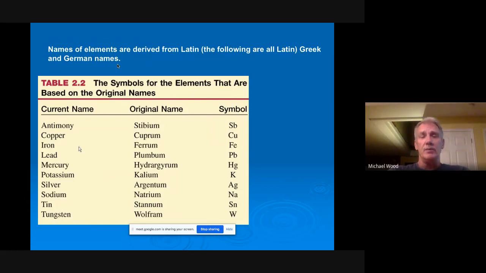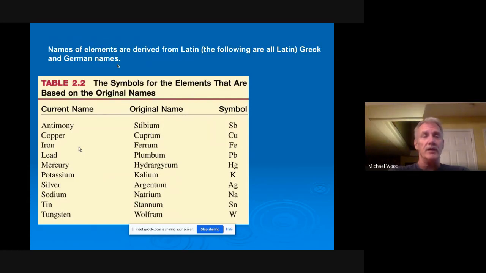But what this table is showing is that for some elements, their names and their symbols don't correspond, like the third one, iron. A lot of the elements' symbols go right with their English names, like neon is Ne, oxygen is O, carbon is C, fluorine is F, argon is Ar, but not all of them. Iron is Fe, lead is Pb, mercury Hg, and so on. And the reason when the symbol and the name don't go together is that they've used the Latin name to determine the symbol.